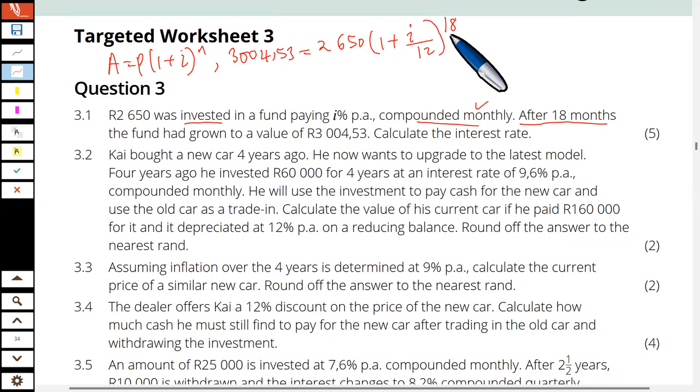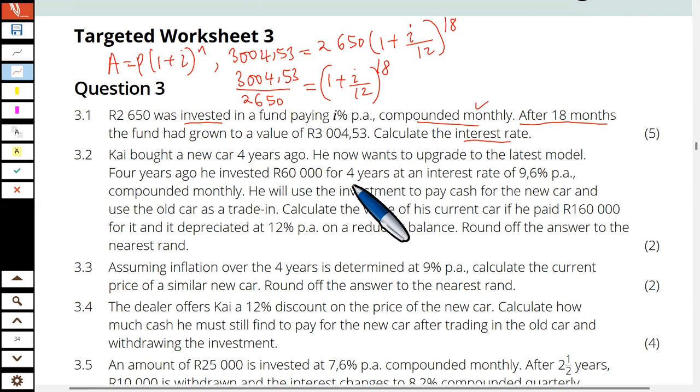For now, in this finance question, we want to calculate the interest rate. What is the interest rate? So we continue with this question. We take 3,453 and we divide it by 2,650, and it is 1 plus i divided by 12 raised to the power 18, like this. So this implies that. We continue and proceed to this part of the screen.